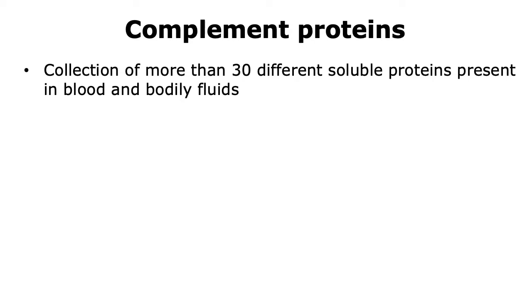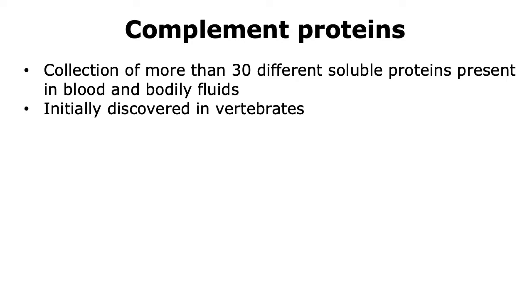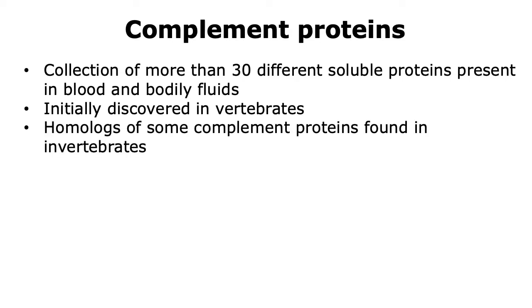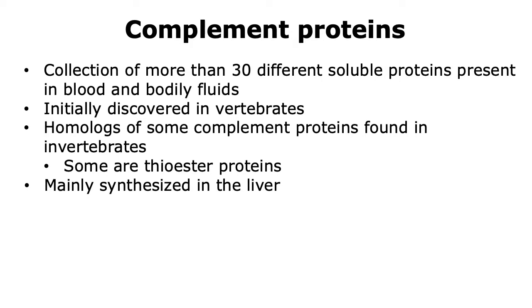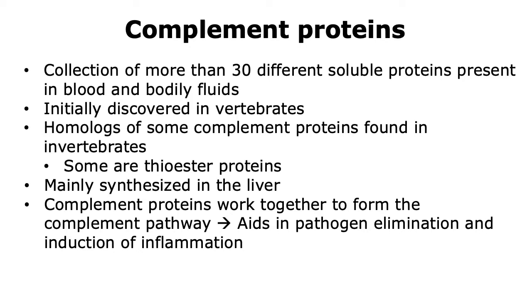The complement proteins are a collection of more than 30 different soluble proteins that are present in blood as well as bodily fluids. They were initially discovered in vertebrates. However, now we know that homologs of some complement proteins are also found in invertebrate organisms. A lot of complement proteins are thioester proteins, and when we look at vertebrates, the complement proteins are mainly synthesized in the liver. Now, the complement proteins work together and form a cascade that's called the complement pathway. The complement pathway aids in the pathogen elimination as well as induction of inflammation.